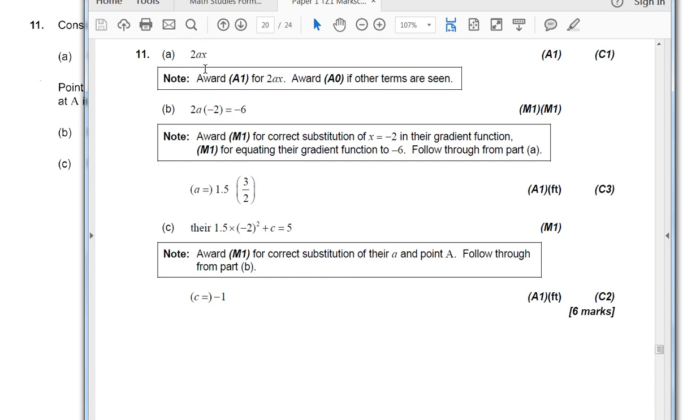Let's go back to A. Award A1 for 2ax. Award nothing if other terms are seen. So if you have anything else besides 2ax, then you're in trouble. You don't get the points.